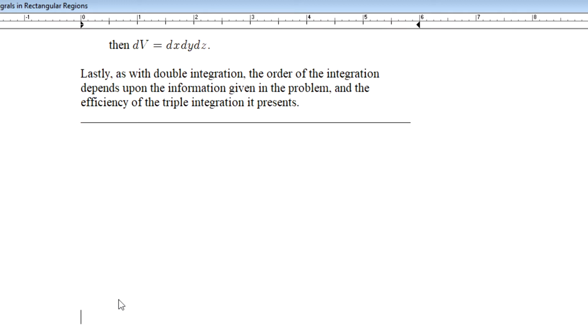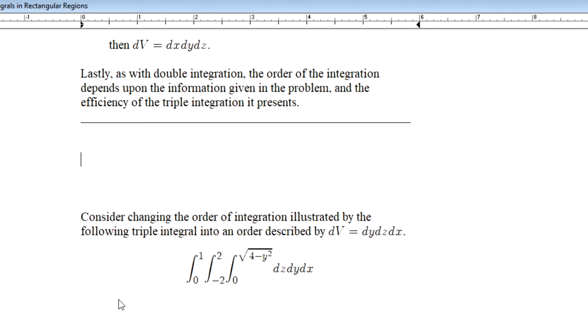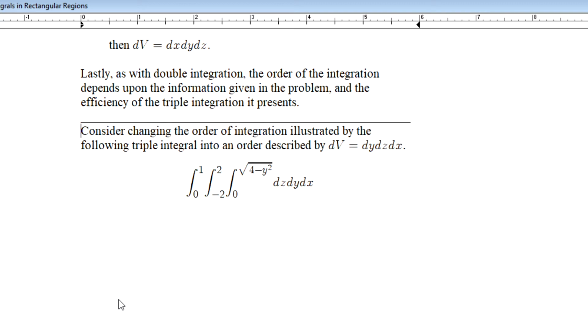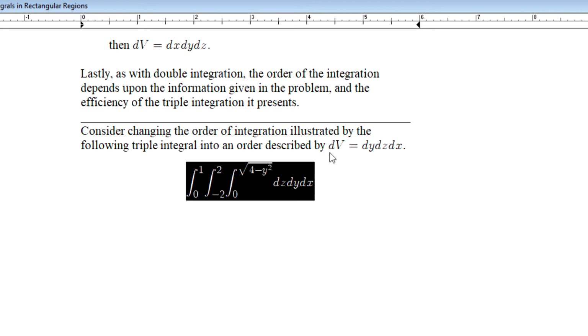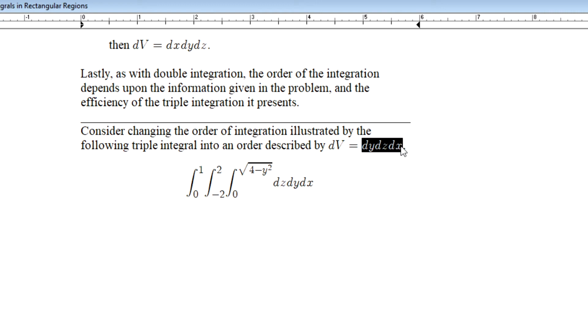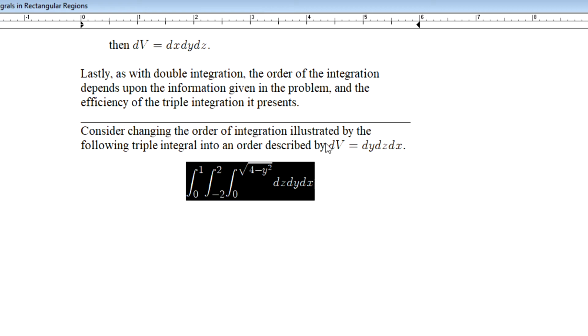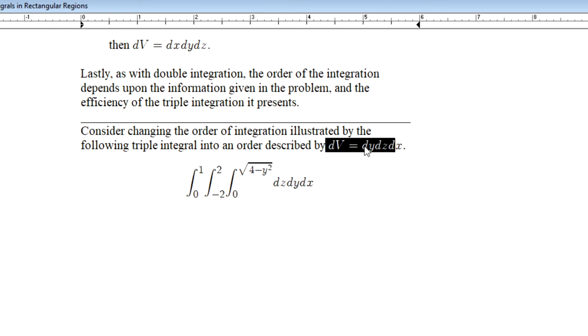If I do consider a case of switching around our variables, here's a case where we might consider changing the order of integration, illustrated by this triple integral, where dv in our given case is described by the order dz, dy, dx, into an order where dv is described by the order dy, dz, and dx, where in a sense we switch around this order of dz and dy in this integration.